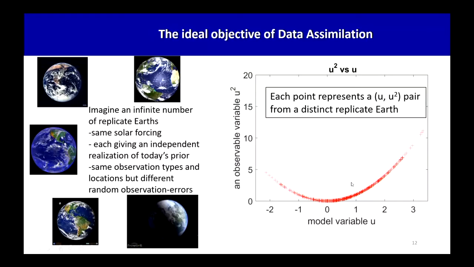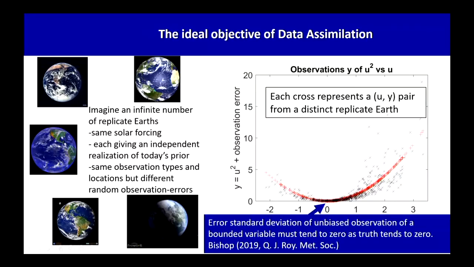And then there's a random error that occurs on each of these planets, yeah? So these crosses are the observed values of u squared. Each observed value is the actual value of u squared plus some random error. And you can see how in this diagram the errors seem to be bigger when the wind is a larger distance from zero. See how you're getting really big errors over here, but around here there's hardly any error.